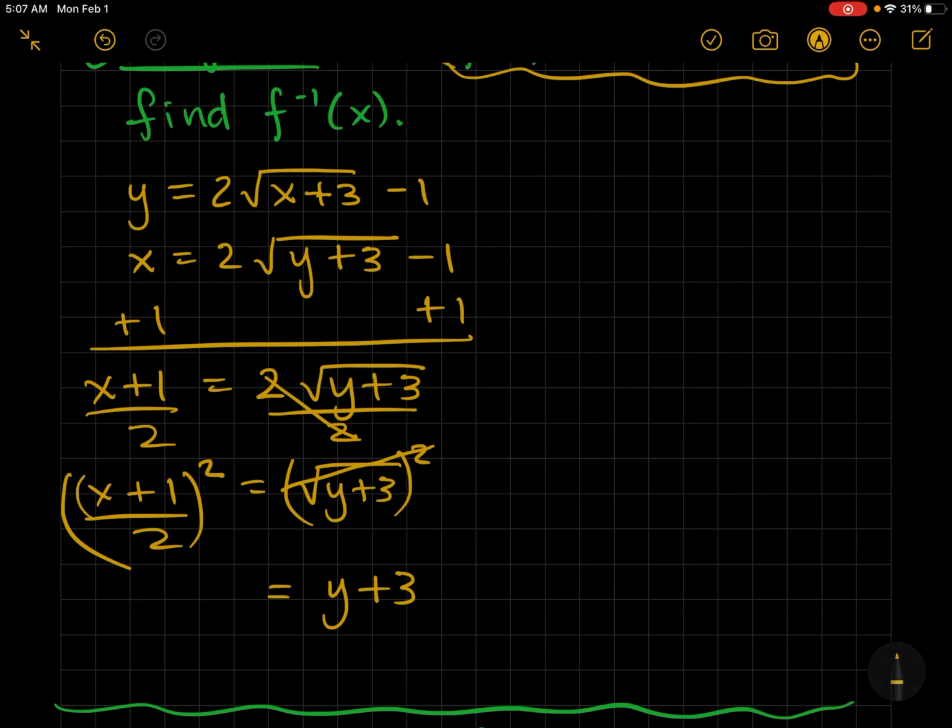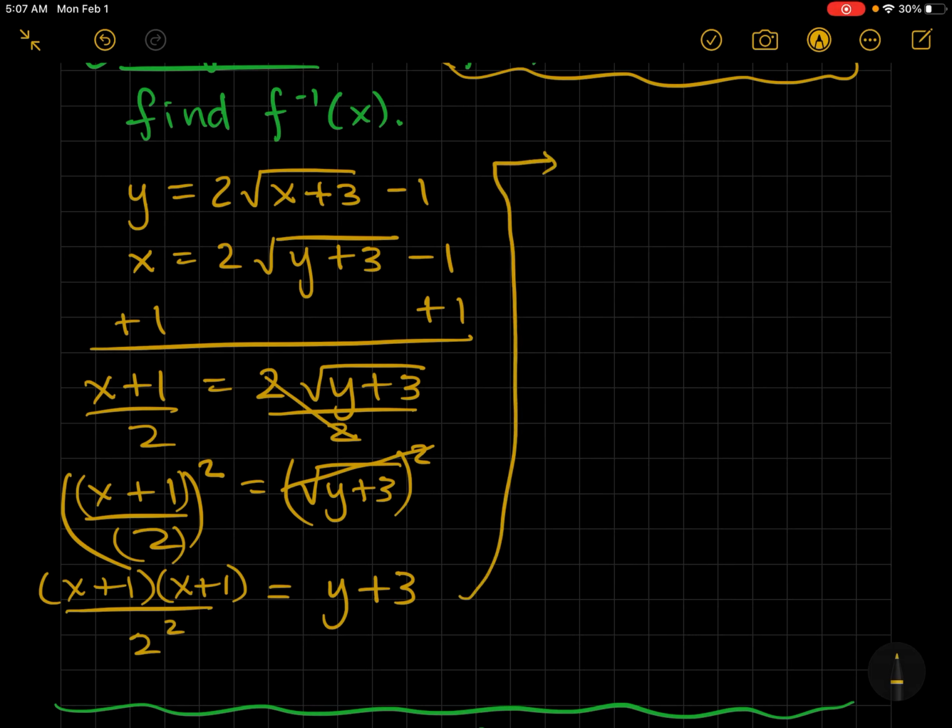When you square the numerator, that's going to be x plus 1 times x plus 1. And then when we square the denominator, that part is pretty easy. Let's come up here where we have a little more space. So in the numerator, we have x squared plus 2x plus 1. And in the denominator, we have 4. Now y is almost by itself. I just need to subtract 3 from both sides.